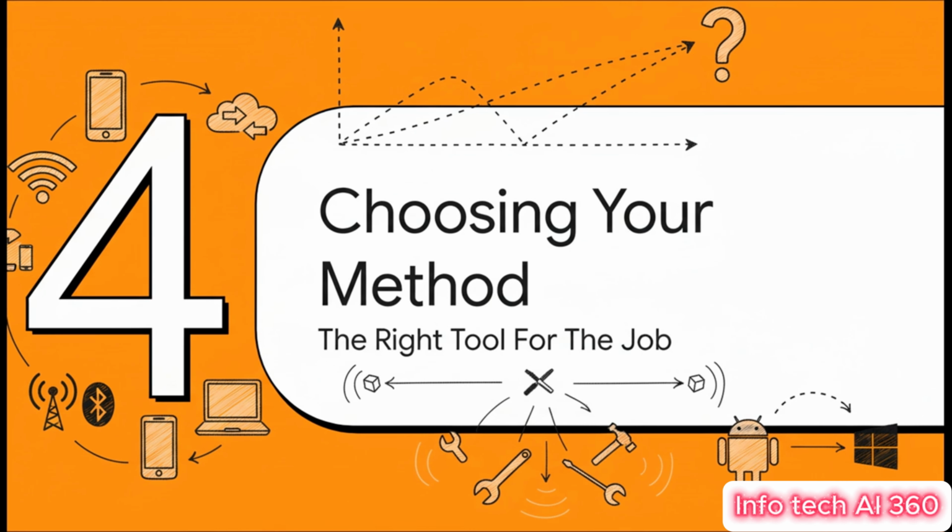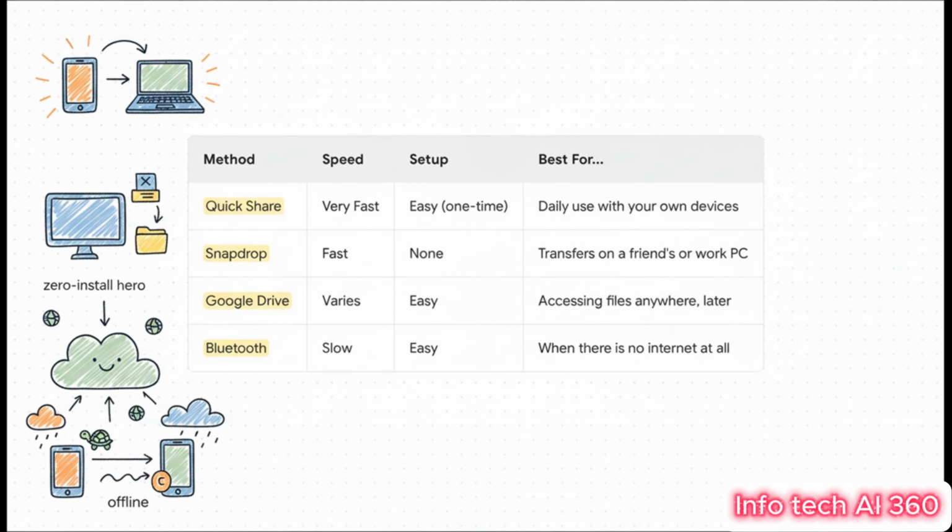So we've looked at 4 different methods. You now have a complete wireless toolkit at your disposal. And the real key, the real power, is knowing which tool to pull out of the box for the job at hand. Let's just break it down really quick. For daily use, between your own devices, QuickShare is your champion. It's super fast. If you're on a work PC or a friend's computer, Snapdrop is your zero-install hero. Need to access that file anywhere, on any device, maybe a week from now? Google Drive is the answer. And if you're completely offline with no internet, slow and steady Bluetooth wins the race.